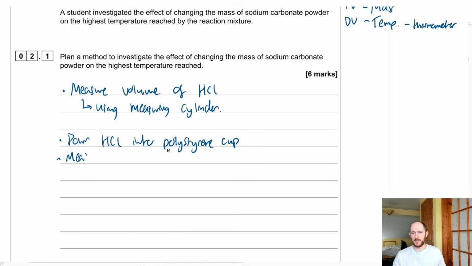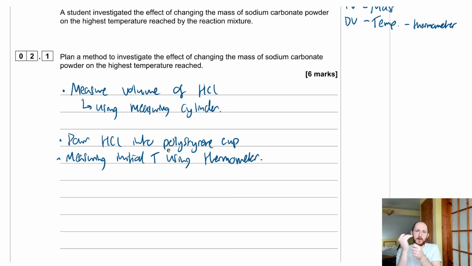Measure the initial temperature. Again, we need to take into account the initial temperature. Initial temperature using a thermometer. What kind of thermometer? You don't really need to specify because both are fine. Digital is technically better than an analog one, the analog one being the thing where you look at how high the red bar goes. Digital is more precise. That's good so far. So we've got 3 marks so far.